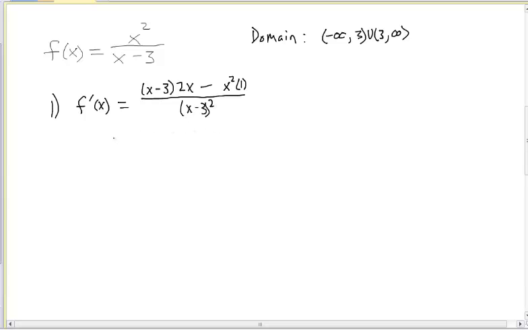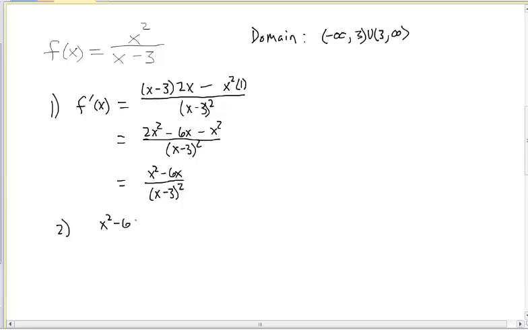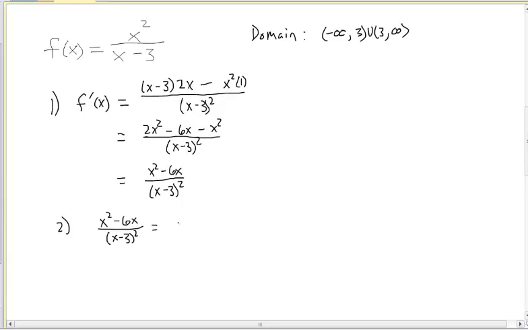So now, here I'm going to simplify this. So I get 2x squared minus 6x minus x squared divided by x minus 3 squared. And now we have 2x squared minus x squared, so we have x squared minus 6x divided by x minus 3 squared. And now we need to take that and set it equal to 0. So we have x squared minus 6x all divided by x minus 3 squared is equal to 0. And remember, we can just set the numerator equal to 0.